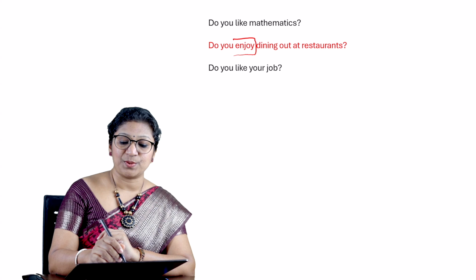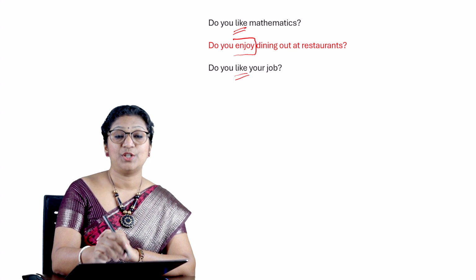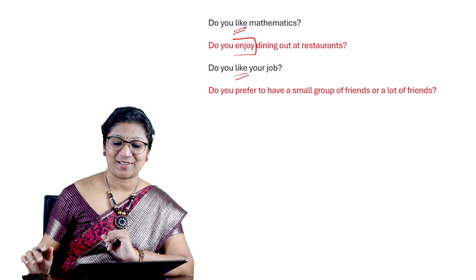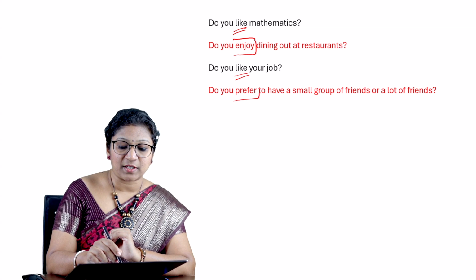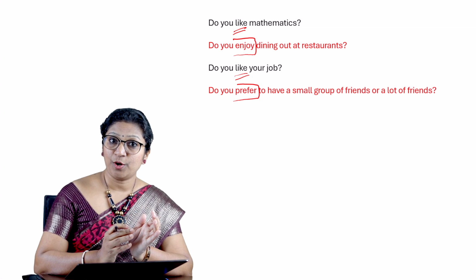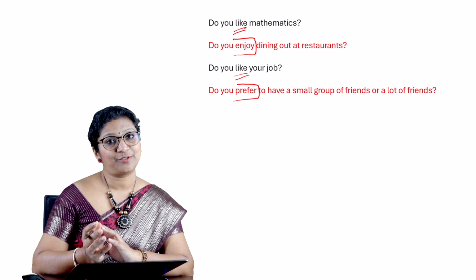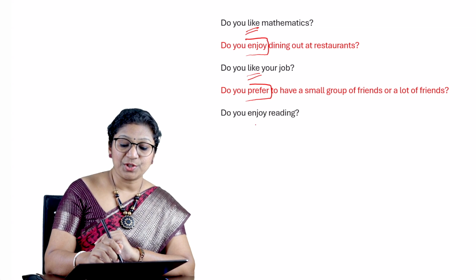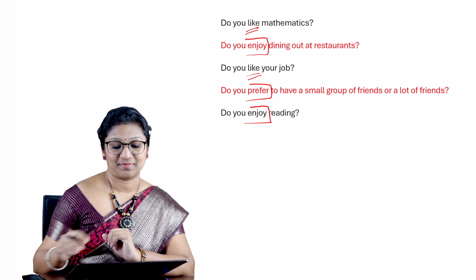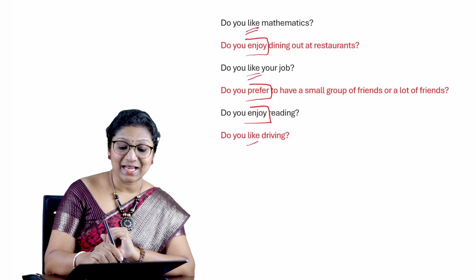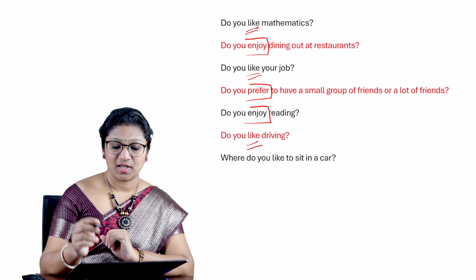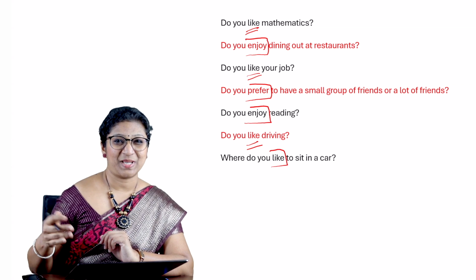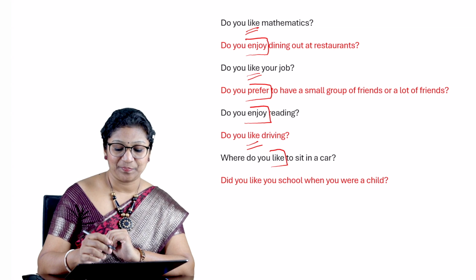Another kind of question is, do you like your job? You can see these words, do you like, do you enjoy? Or look at the fourth question for that matter. Do you prefer to have a small group of friends or a lot of friends? So your preference also falls in this category. Do you enjoy reading? Do you like driving? Where do you like to sit in a car? So basically a preference of seating.